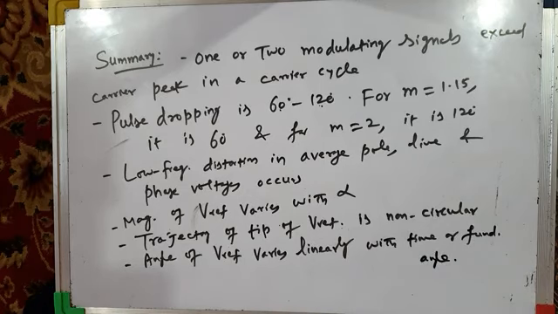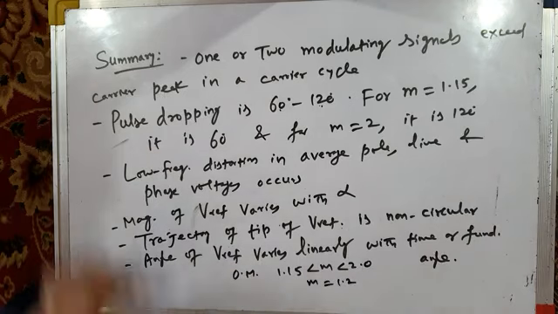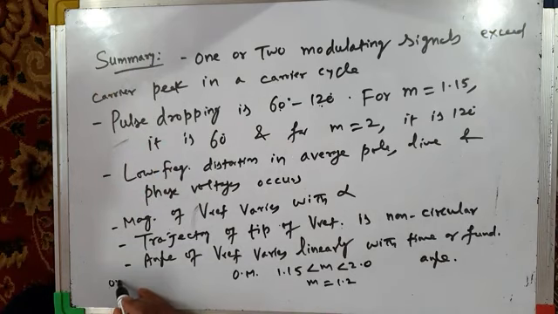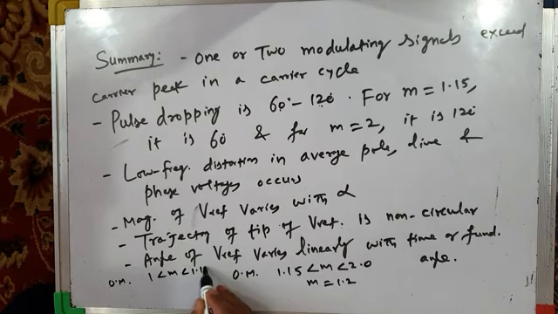I have summarized what we have learned for this range of over-modulation. The over-modulation range was 1.15 less than m less than 2.0, and we had taken m equal to 1.2, which is greater than 1.15 but less than 2. When we compare it with the previous over-modulation range, 1 less than m less than 1.15, we had taken m equal to 1.1, which is greater than 1 but less than 1.15.